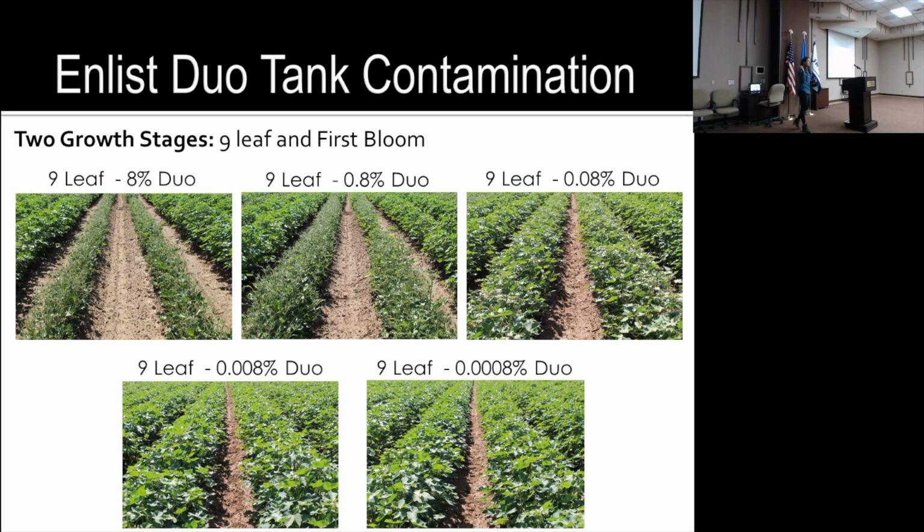Okay, so what did we do in this study? We had 2 different growth stages of cotton, 9-leaf and first bloom, and we had different contamination rates. So let's say you didn't rinse out your sprayer well, or you didn't rinse it out at all, and you had an 8% contamination decreasing by 10 all the way to a 0.0008% Enlist Duo contamination.